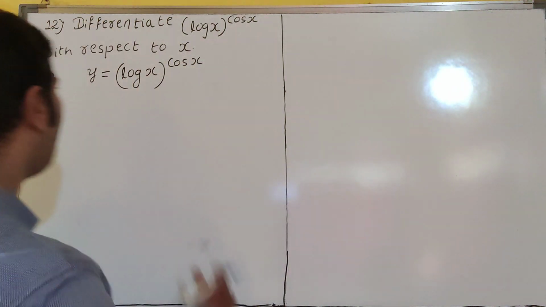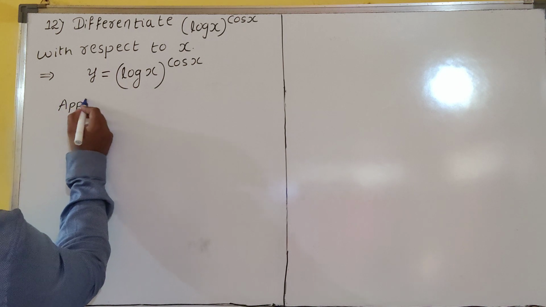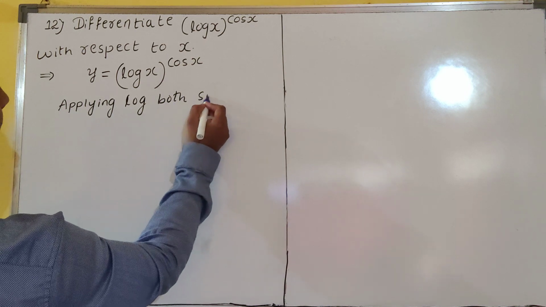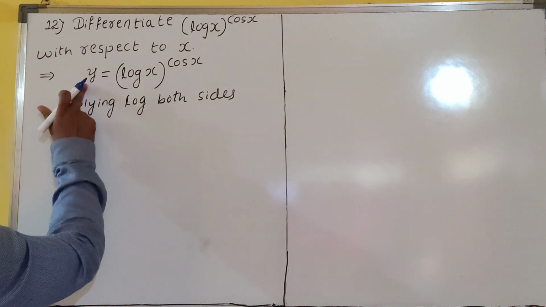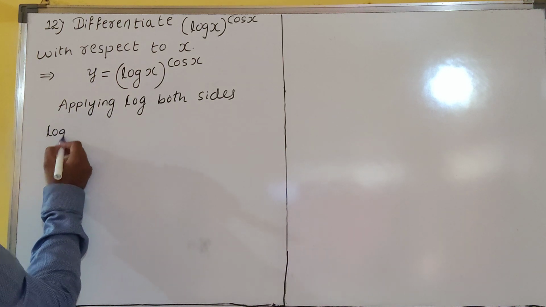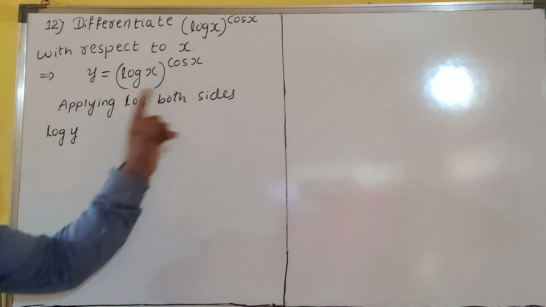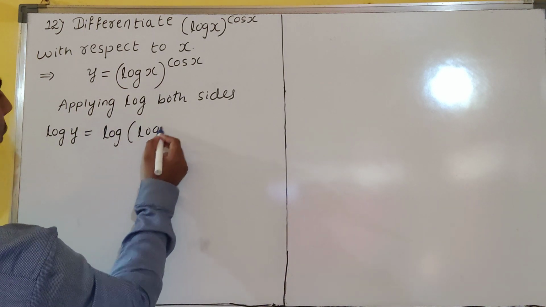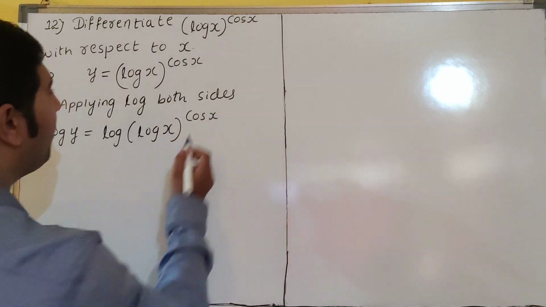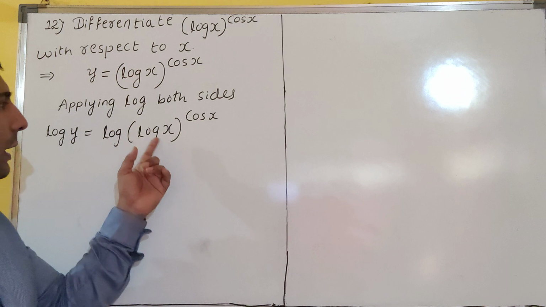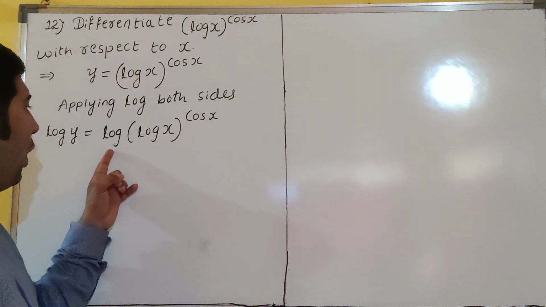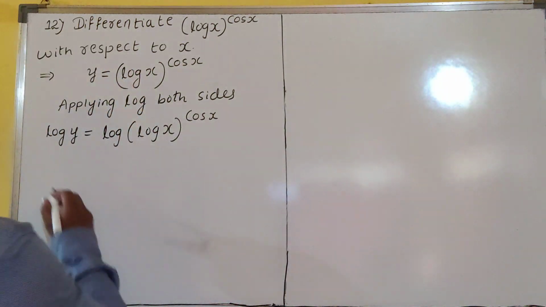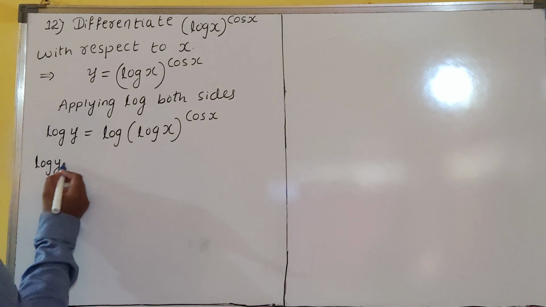Log both sides. So applying log both sides, dear students. If you apply log both sides, what will happen? y will become log y, because you are applying log both sides, dear students. So now see, log of (log x) raised to cos x. Understood? Both sides I am applying log. Don't write only log x raised to cos x. Log of (log x) raised to cos x, dear students. Clear? So now see, log y I will write as it is.